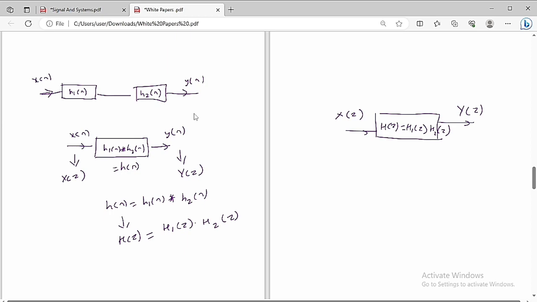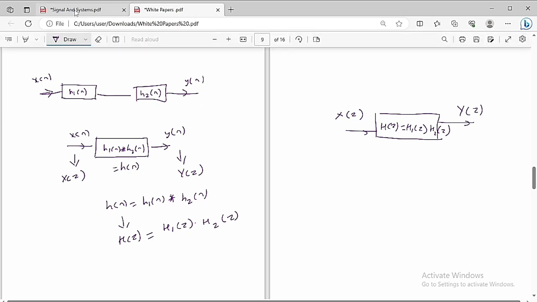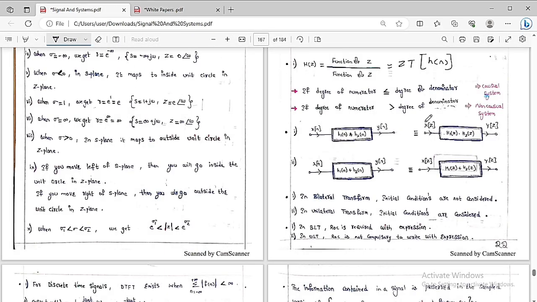So these things you always have to keep in mind. If we convert this to the z-transform, we are going to get X(z), Y(z), H1(z) into H2(z). This is the discrete time domain representation, and this is the z-transform notation. So x(n) becomes X(z), y(n) becomes Y(z), and this becomes a product, H1(z) into H2(z).